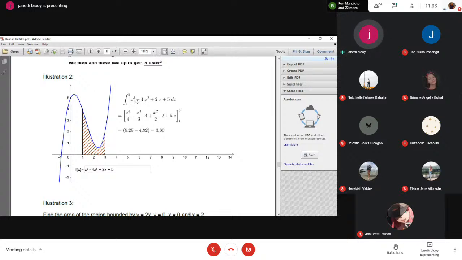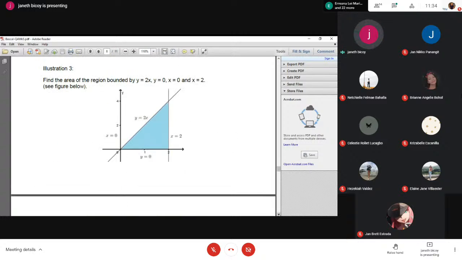Then we will apply the sum and difference rules for integrals. What is the integral of x cubed? X to the 4 over 4. What is the integral of x squared? X cubed over 3, times 4. What is the integral of x? X squared over 2, times 2. What is the integral of 5? 5x. Evaluated from 1 to 3: we replace x with 3, minus replace x with 1. So 8.5 minus 4.92 is 3.33. Therefore, the area for this shaded region is equal to 3.33. So you can really get the area.